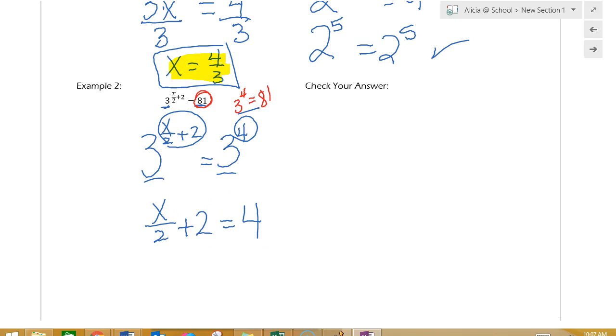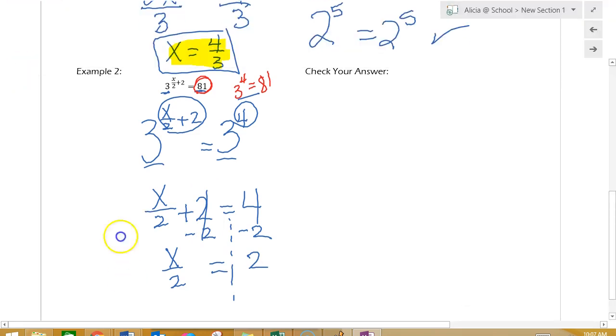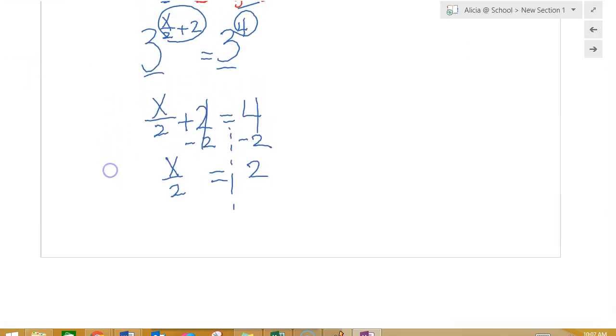And I solve my linear equation. If you need to write that dotted line for yourself, I'm going to go ahead and subtract 2 on both sides. x over 2 equals, 4 minus 2 is 2. Keep going here. I'm currently dividing by 2, so the opposite is to multiply by 2 on both sides. So x is going to equal 4.